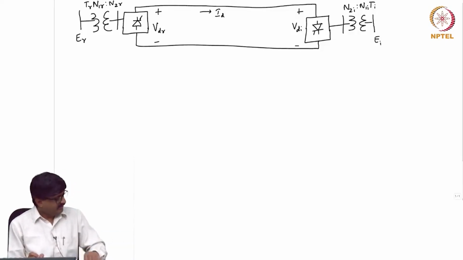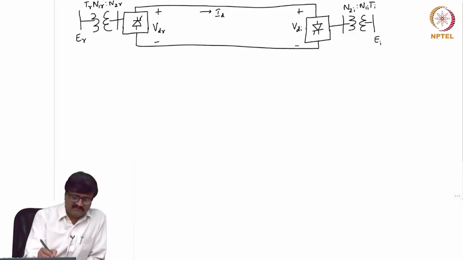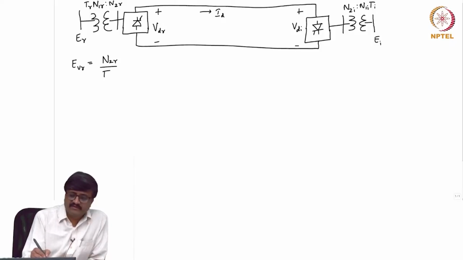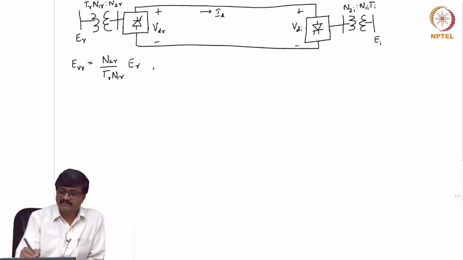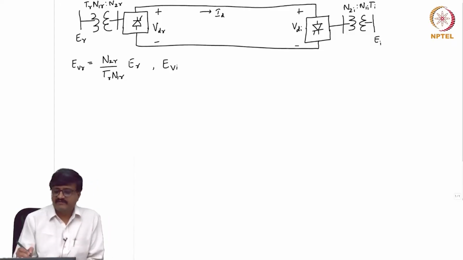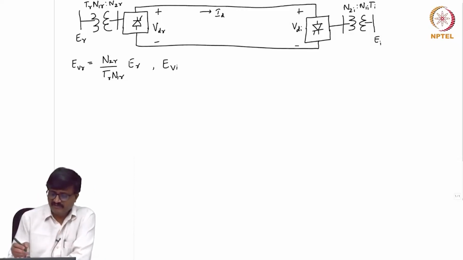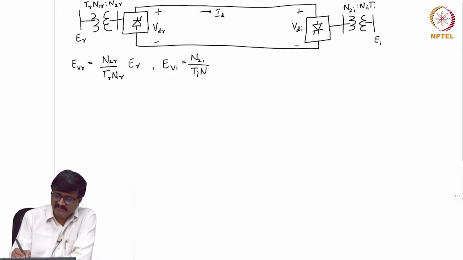Now, we got some equations. Before that, I will introduce a few things. EVR is N2R by TR N1R into ER. Similarly, EVI, the valve side voltage, is equal to N2I divided by Ti N1I into EI.